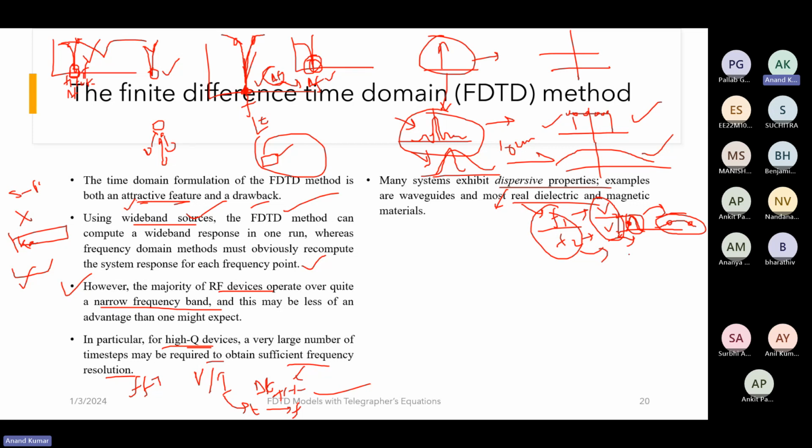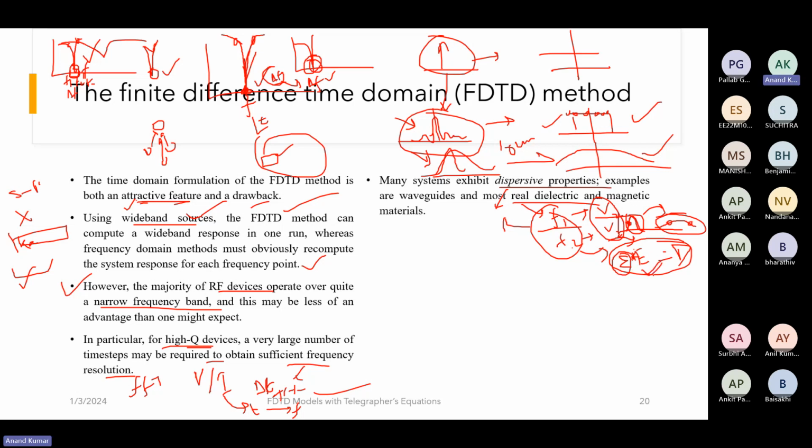And this complicates things, and hence this becomes a convolution problem, because this effect is encapsulated by the permittivity, and permittivity is multiplied to the electric field. If epsilon is different for different frequencies, it is a multiplication, and this becomes a convolution in the time domain.